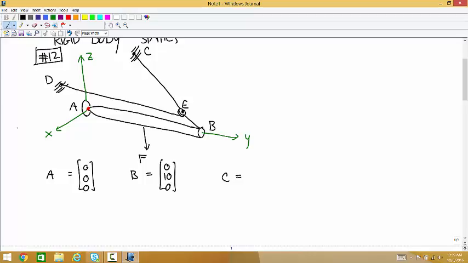C is in the negative x 4 feet. The 0 y and then positive z 5 feet. D is positive 4, 0, and then positive 5. And then E, we don't know that yet. We'll have to come up with that.